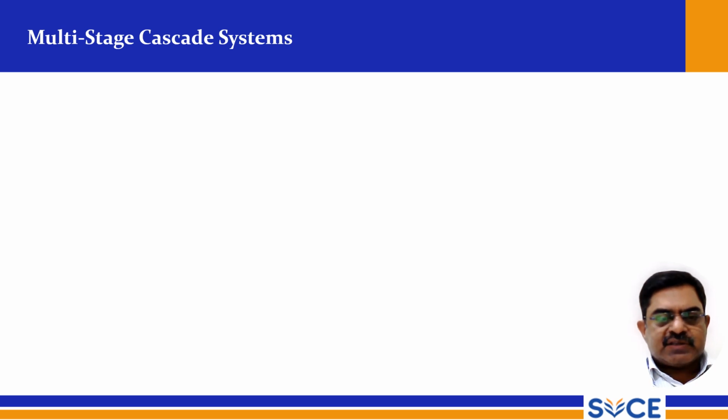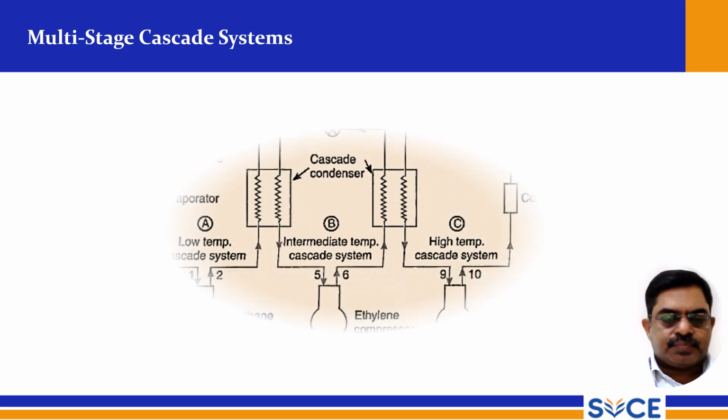So for the multi-stage cascade system diagram, we are extending one more stage. That is the only difference between the two-stage cascade system and the three-stage cascade system here. And the diagram is like this.